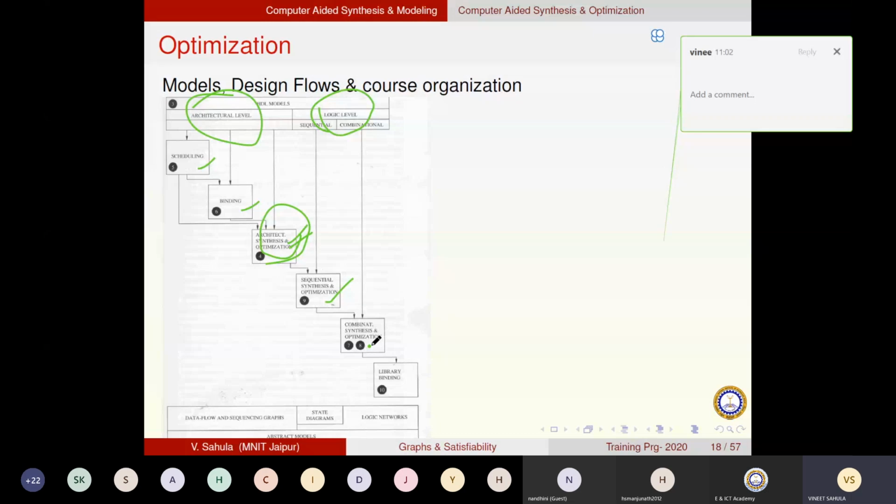Then we have combinational synthesis also, right? Once logic level synthesis is over, the last step is there, which we are not going to discuss, but it is there, an integral part of it, fine.